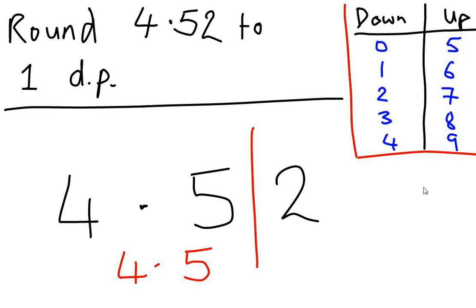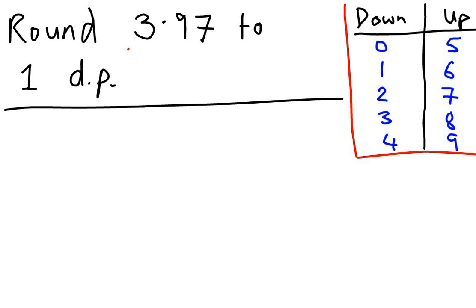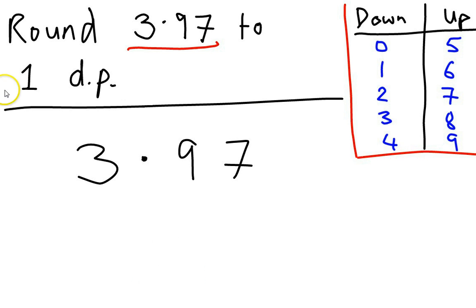I'll do one more example. Okay, so our final example is asking us to round 3.97 to the nearest one decimal place. So as always, I'm going to start off by writing 3.97, and it's asked us to round to one decimal place, so we need to put a red line down after the first decimal place. Okay, now we're going to look at this number 7, and that 7 comes in the up column, so we're actually going to round 3.97 up to the nearest one decimal place.